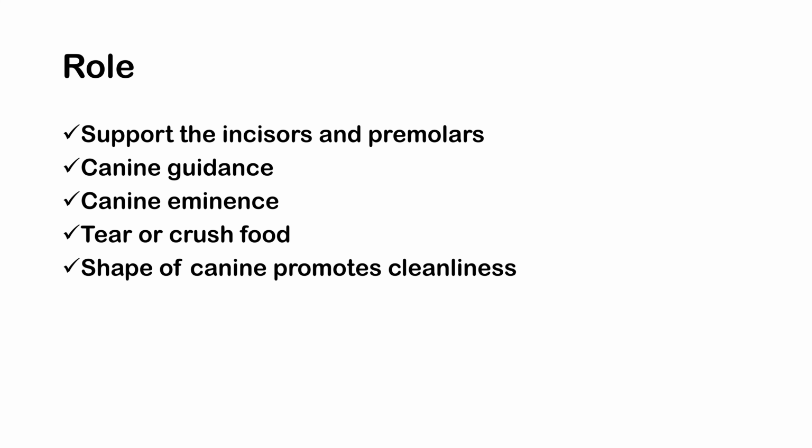First, let's talk about a few roles of canine in the dental arch. Canine plays a vital role in supporting the mesially present incisors and distally present premolars, ensuring proper dental alignment. Talking about the canine guidance, it helps to direct bite during lateral jaw movements. Canine eminence, the bony ridge above the canine, enhances their stability in the mouth. Canines are also designed to tear or crush food with their sharp pointed cusp. Its unique shape promotes self-cleaning during chewing.